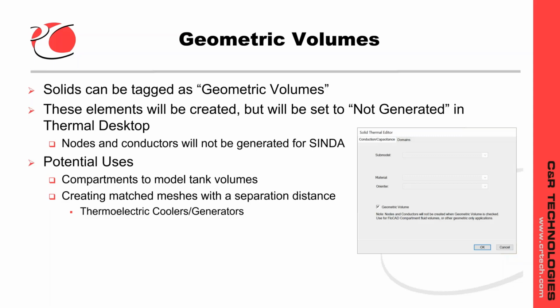And now, why would you want to do that? Well, we have compartments, and particularly complex tanks work very well with TD Direct, so you can mesh a complex tank. But with compartments, you don't actually want it, it's a volume. It's not really used for the thermal modeling of it. You can also use this to create matched meshes with a separation distance. For example, we have an example of thermoelectric coolers and generators.